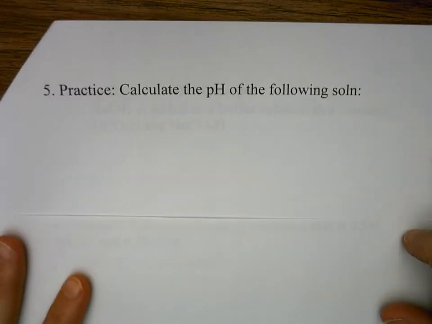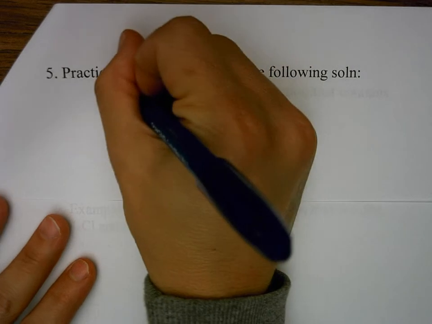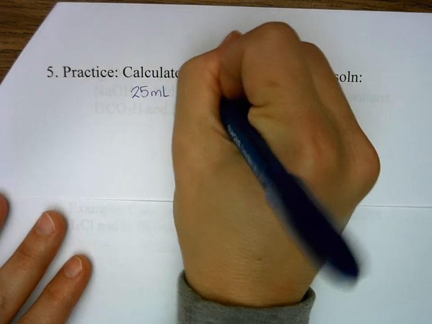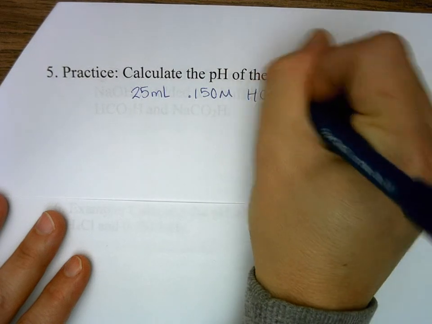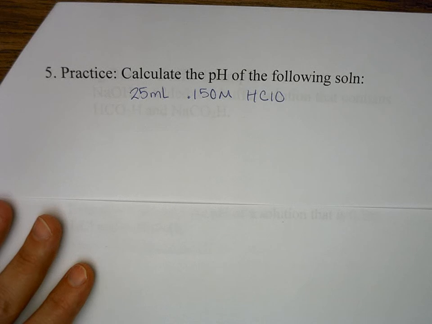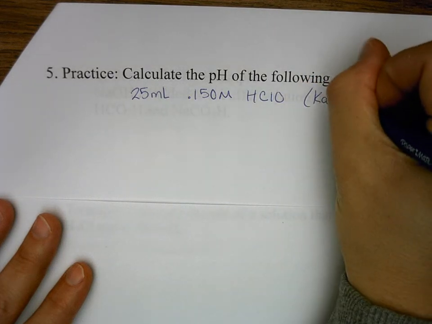I'm just going to give you one to practice with, to do on your own real quick, using the Henderson-Hasselbalch equation and figuring out which one is the base and the acid. So calculate the pH of the following solution. You have 25 milliliters of 0.150 molar hypochlorous acid, which is weak. That was on some of your tests. That weak acid has a Ka value of 3.5 times 10 to the negative 8.